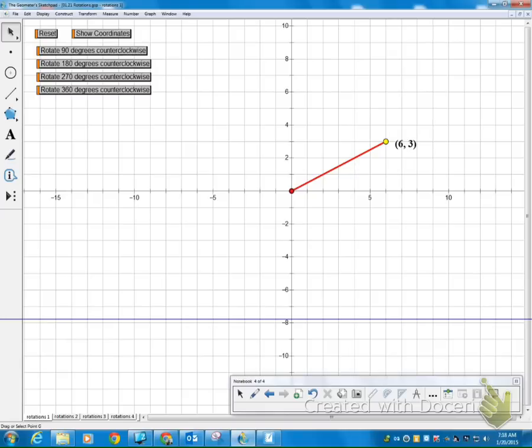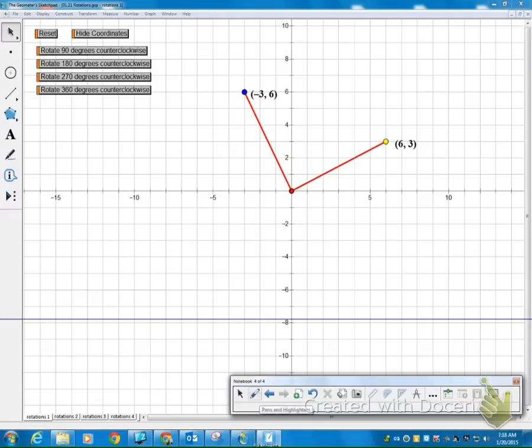So if you notice, I have my yellow point here, this is the point being rotated, and then I have my rotation point right here. This is the point that everything is going to rotate around. So what I'm going to do is I'm going to look at a 90-degree rotation right here. We can see it rotated 90 degrees, and now I have my new coordinates. Now this is all about finding a motion rule.